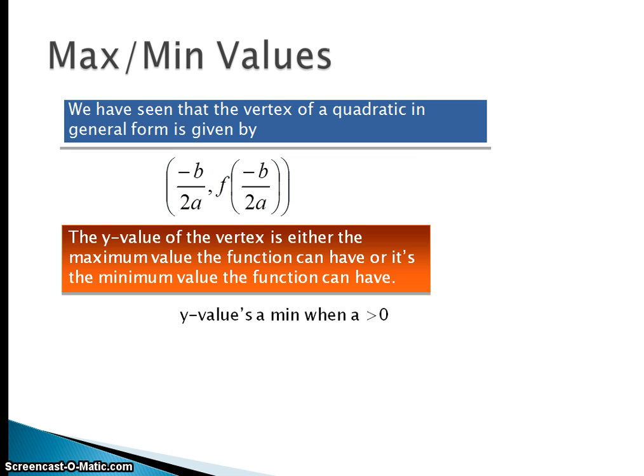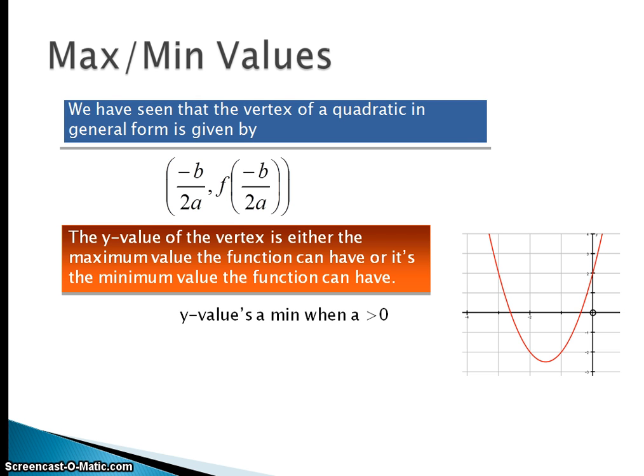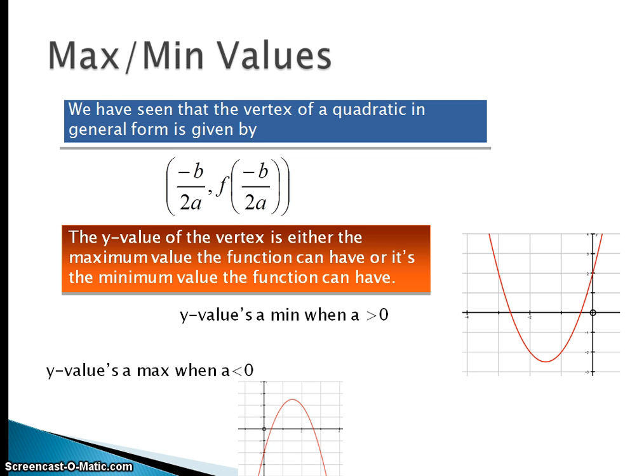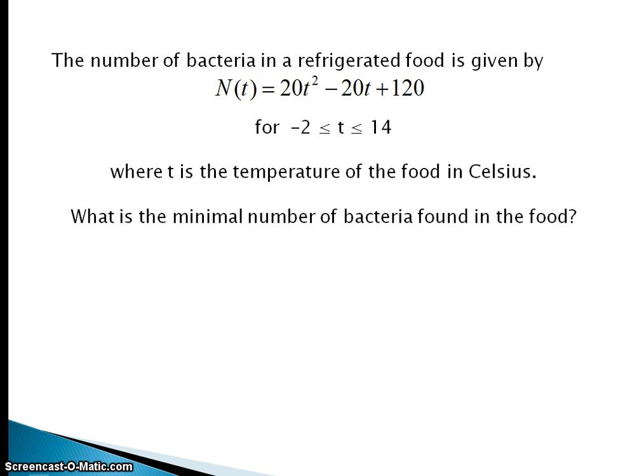Y is a minimum value when a is greater than 0, and y is a maximum value when a is less than 0. So keeping all that in mind, let's take a look at an example. Pause now and make sure that you have all of these points in your notes. So let's look at this problem. Now this is very typical.